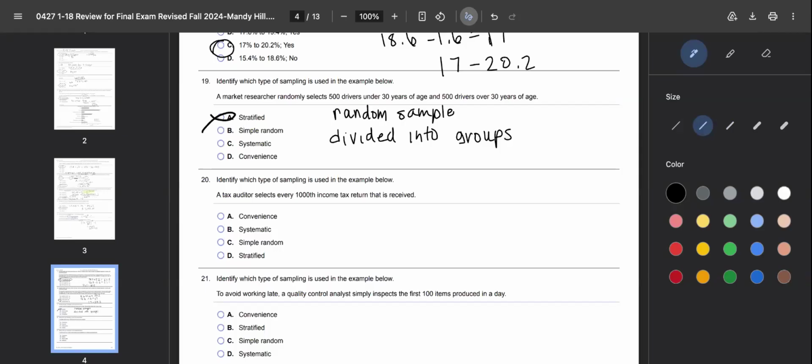Okay, identify which type of sampling is used in the example below. A tax auditor selects every 1,000, okay, this is a system, right? Every 1,000 tax return that is received. And I'm just going to say this, it is a system. They are selecting every 1,000 return. Systematic. Every 1,000 return. Okay.